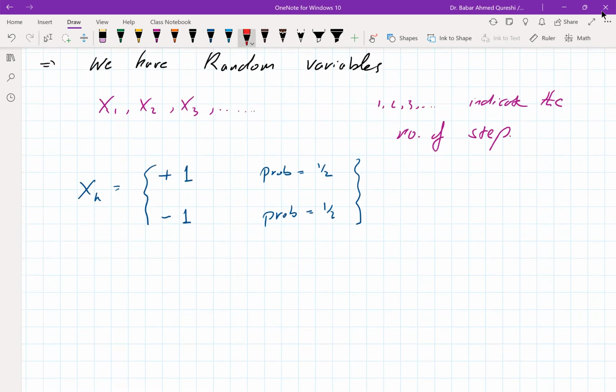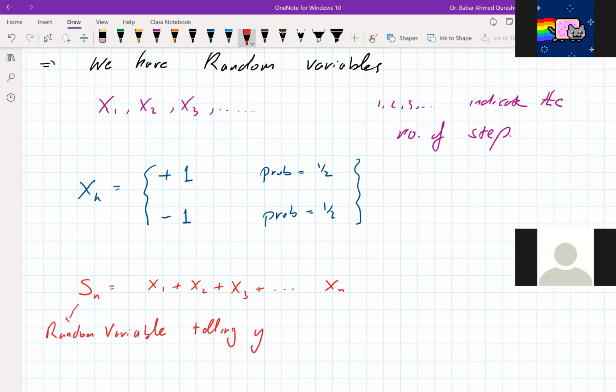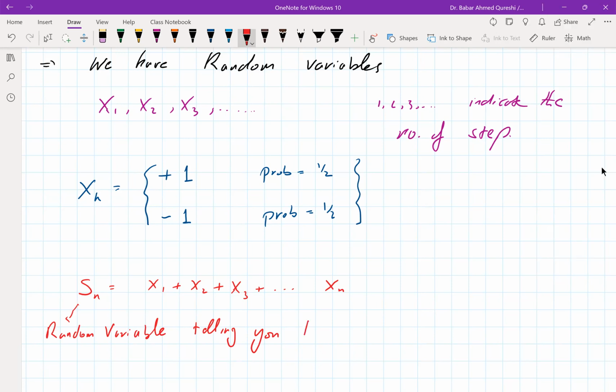Now, what you normally do, you make this variable, which is simply the sum of the first n steps, and it tells you where you are after n steps. So this becomes your desired random variable, telling you how far you are from the starting position. But now suppose you want to keep track of time as well.